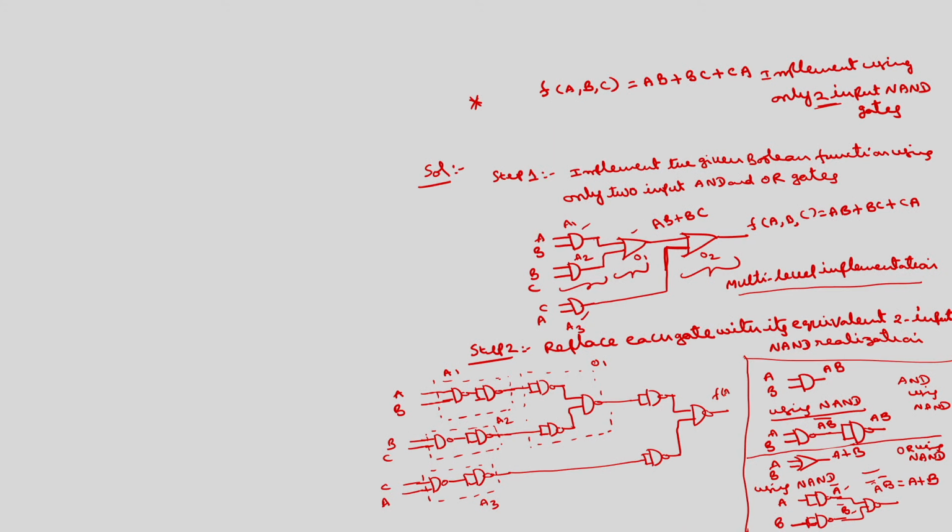This is your f of ABC. This entire thing is your O2. This is the complete NAND equivalent of the given circuit. Now, here we have further simplification.